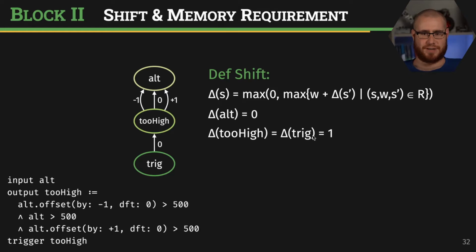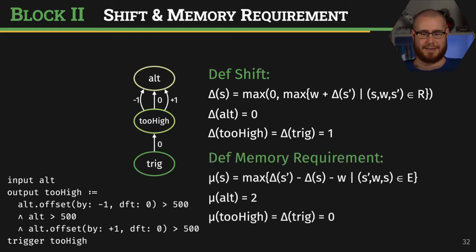In addition to the shift, we also want to compute the memory requirement based on the dependency graph. And the memory requirement mu of a stream S is defined by this formula, and it depends on the shift again. Now here we have to take a different route. If we want to compute the memory requirement of a stream S, we have to check which streams access the stream S rather than the other way around.